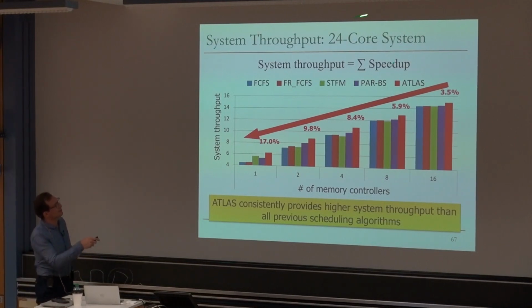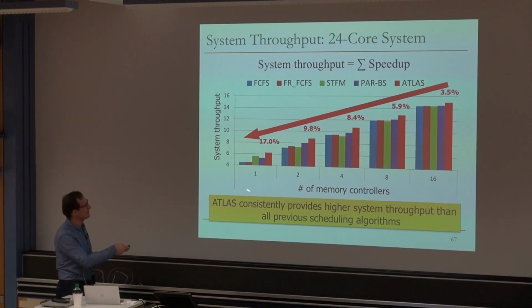So you basically have 24 cores essentially banging on a single memory controller. You're very bandwidth limited. As a result, system throughput is really low, right? But in that case, your memory scheduler becomes more important. As you see, there are huge differences in the system throughput of first come, first serve versus STFM. That's like multiple factors over here. And Atlas is about 17% better than STFM in this case.